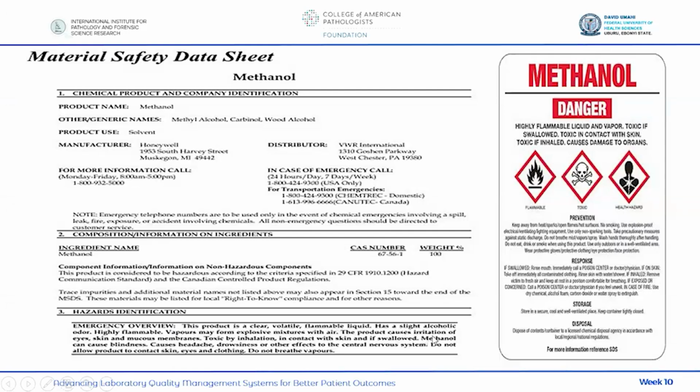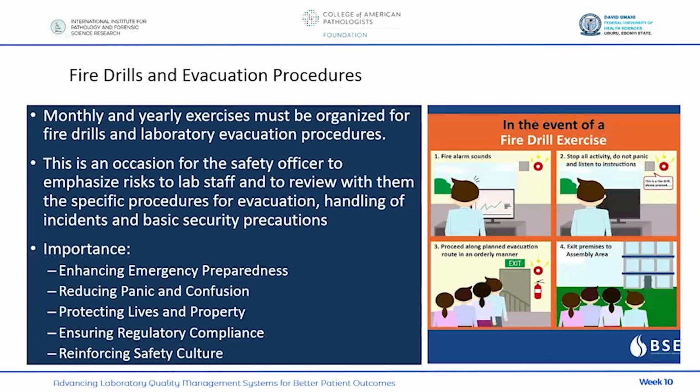The product causes irritation of eyes, skin, and mucous membranes. Toxic by inhalation. In contact with skin and if swallowed. Methanol can cause blindness, causes headache, drowsiness, or other effects to the central nervous system. Do not allow product to contact skin, eyes, and clothing. Do not breathe vapors. So you can see that safety data sheet is critical whenever you're working with any chemicals.